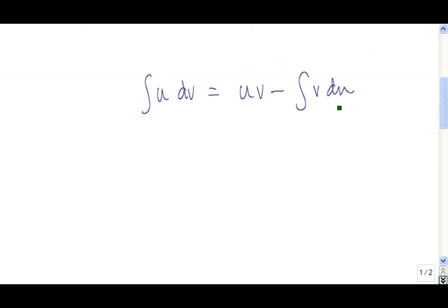So the integration by parts formula says that what we do is we view our integral as being some function u times some function dv. And then what our integral is equal to is u times v minus the integral of v times du. Okay, so to apply this, we choose u to be some factor of the integrand, and dv is the rest.